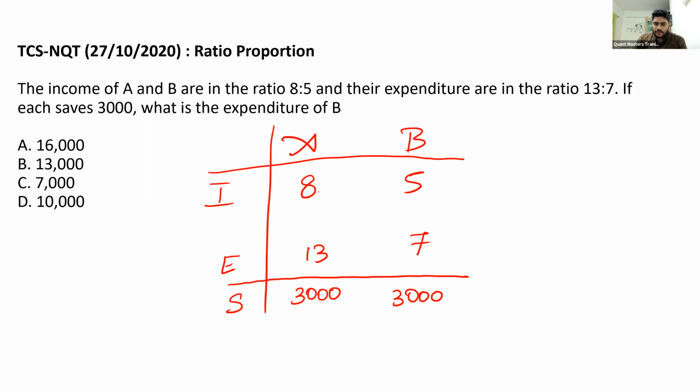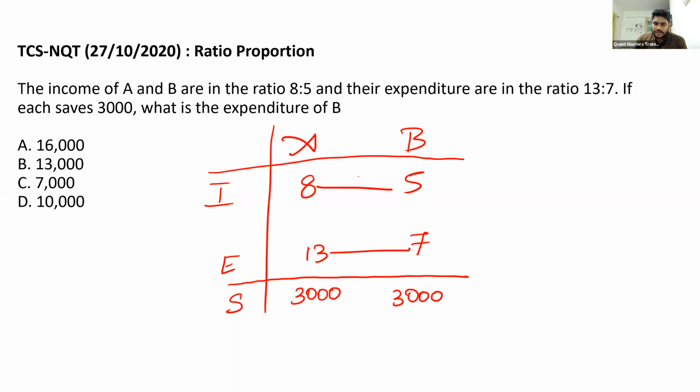Now see, these types of sums, what do we do? Make the difference between ratios constant. Now I'll tell you how others will do. They'll take 8x, 5x, 13y, 7y. So they'll do 8x minus 13y is 3000, and then 5x minus 7y equal to 3000. All that you let other people do. We will not be doing it that way. How do we solve these types of sums? Make the difference between ratios the same.